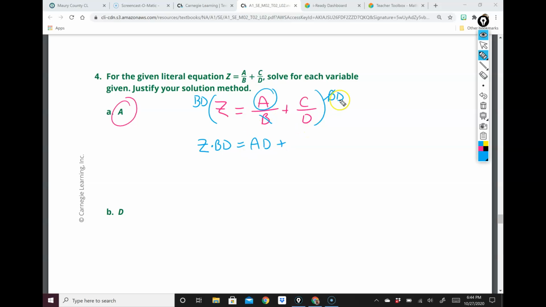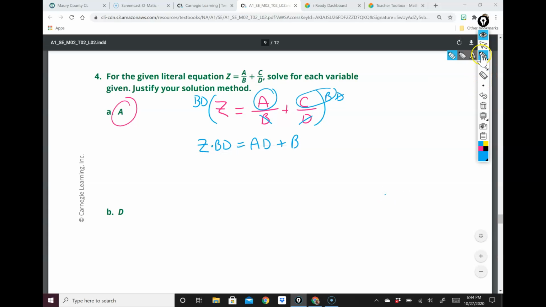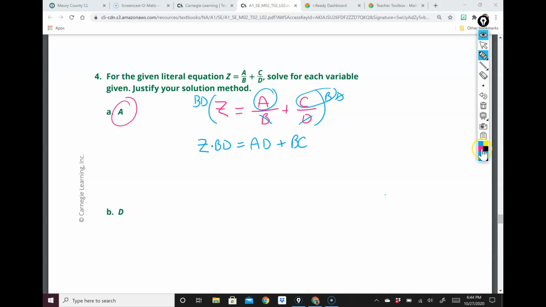But in this situation, the D's cancel out and it leaves me with BC. So remember, our goal is we're trying to solve for A. So I'm going to subtract BC from both sides. So I have ZBD minus BC equals AD.